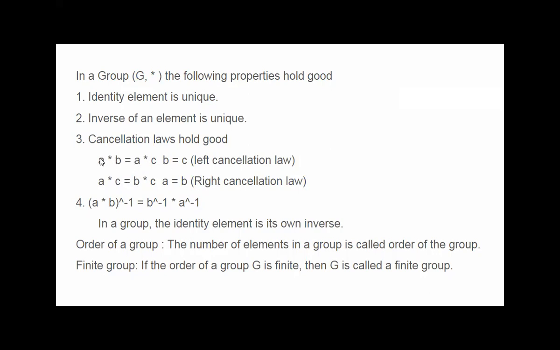Same case here: the operand on this side, that is the left hand side, A will get cancelled, and we can write B equal to C. So this will be known as the left cancellation law. And if the operand at the right is getting cancelled, then it is the right cancellation law, because C is cancelled here. What only remains is A equal to B.